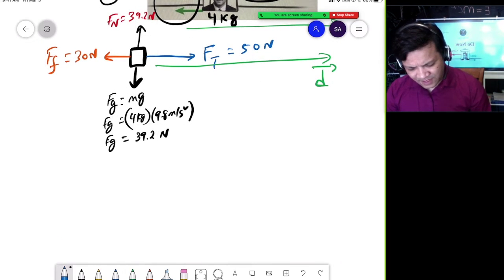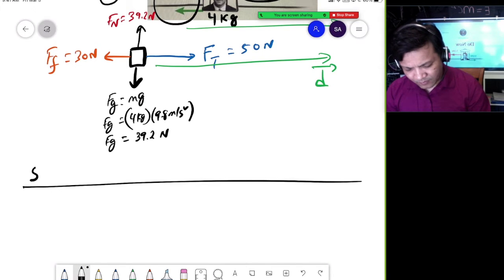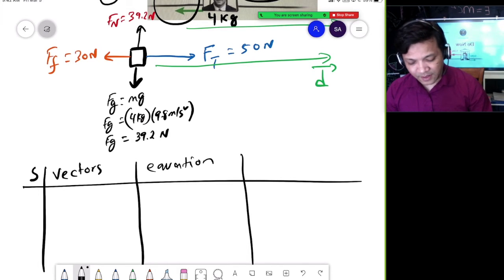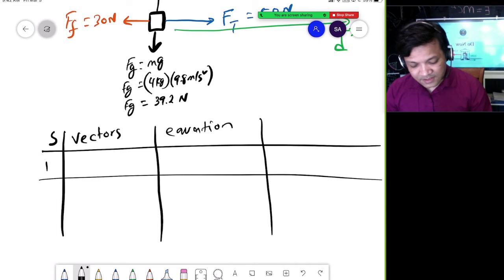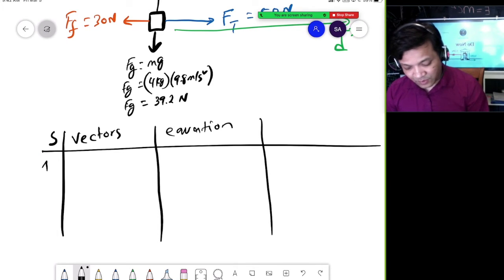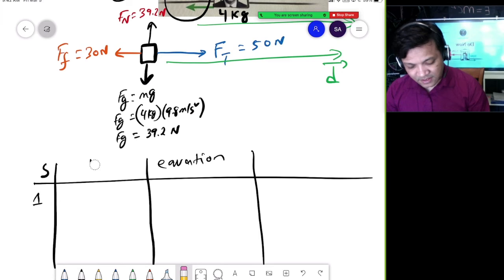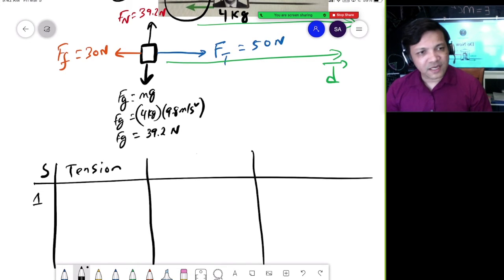So we're going to have a scenario. We're going to have a vectors. Now number 3, we're going to have the equation. All right, and we're going to have the answer. Okay, so scenario 1. Let's see the vectors, the orientation of the vectors. Scenario 1 work done by tension force. So work done by tension force.